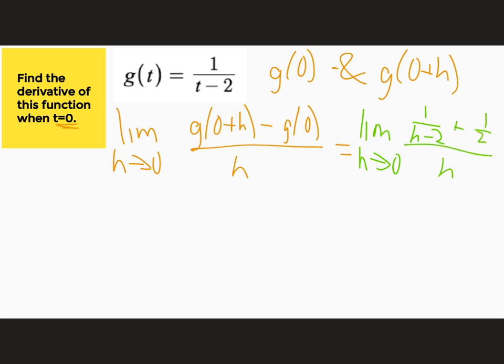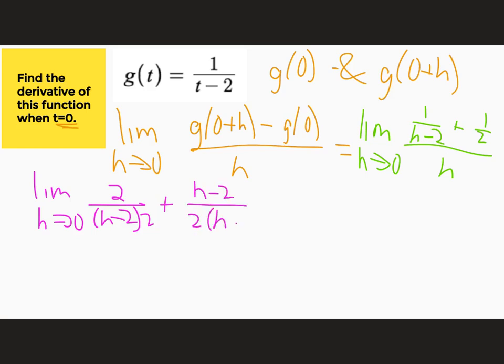Now that might cause some of you to worry, because we see fractions, but it's okay. Go ahead and get a common denominator. So multiply the first one by 2. And that's going to be 1 times 2 over (h minus 2) times 2. And then multiply the second one by h minus 2. So that's 2(h minus 2). We have a common denominator now.